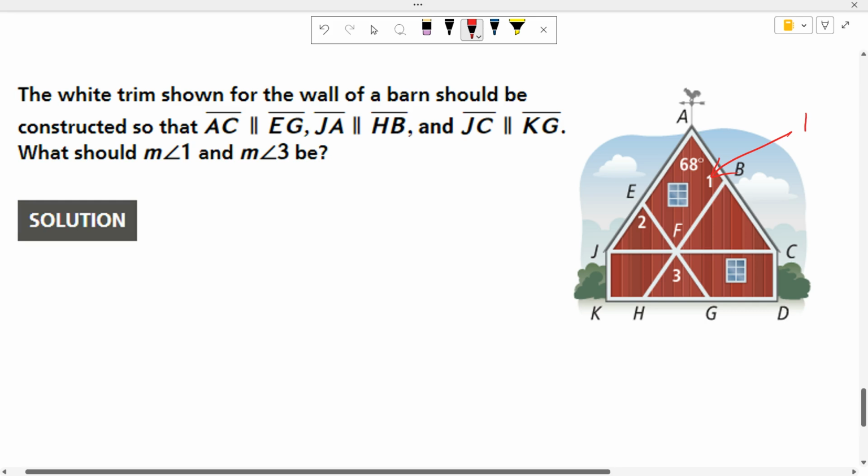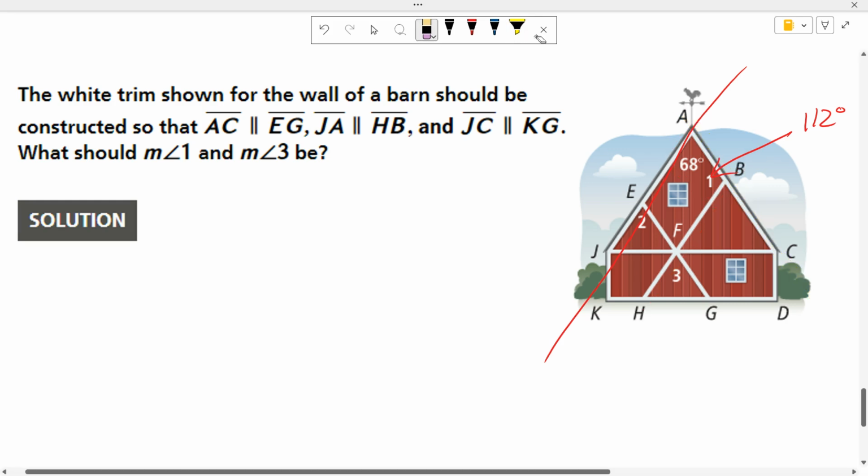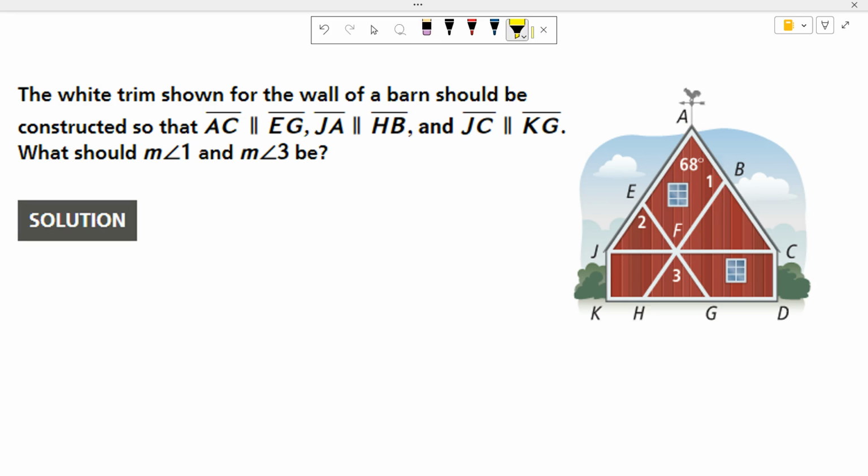112. The reason why it's 112 is these two are same side interior angles. Here's the parallel lines, and here's their transversal, running through it like that. Transversal, parallel lines, same side interior angles. Same side interior angles are supplementary. They add up to 180. So if you take 180 minus 68, you get 112. All right, erase all the crazy lines. We know angle 1 is 112.